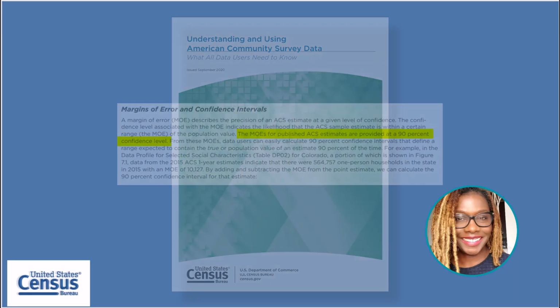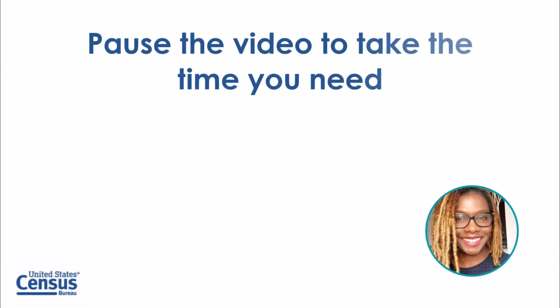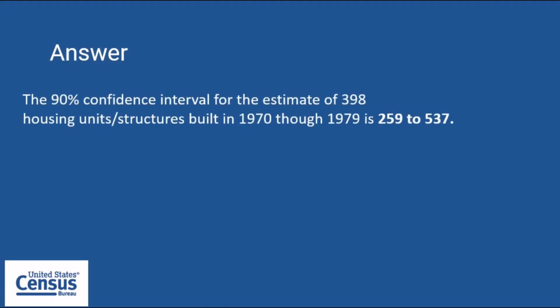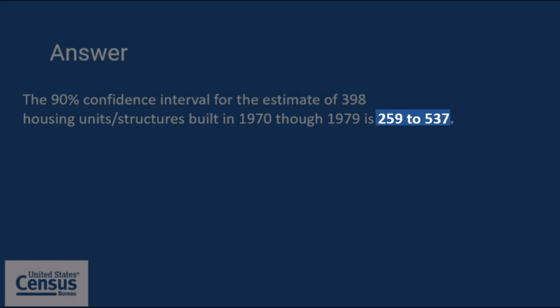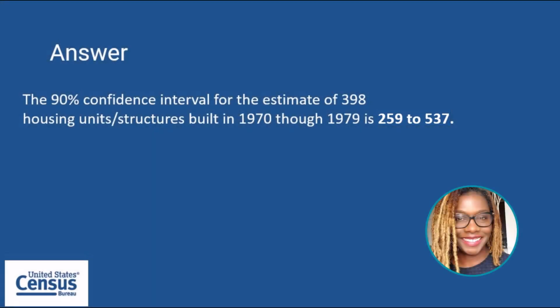Pause this video to take the time you need to calculate the confidence interval. The 90% confidence interval is 259 to 537, which is created by subtracting 139 from 398 and adding 139 to 398.